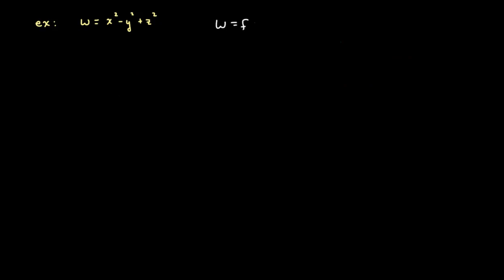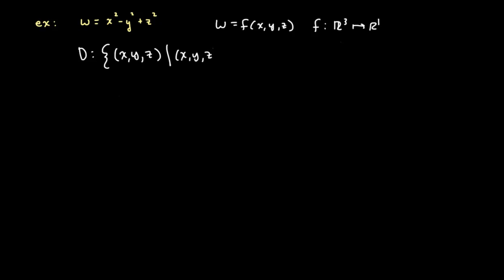This function, w, is a function of x, y, and z. It maps from R3 to R1. The domain of this function, w, well, there's no restrictions. I can plug any x, y, z combination in there. So the domain is all points x, y, z, such that x, y, z belongs to all of R3, of all three-dimensional space. So every point in three-dimensional space is a point of the domain.